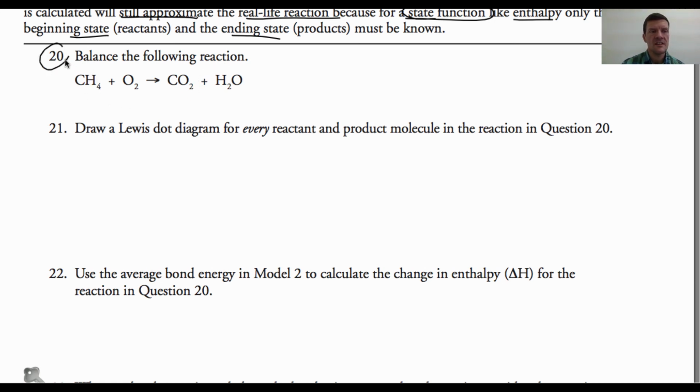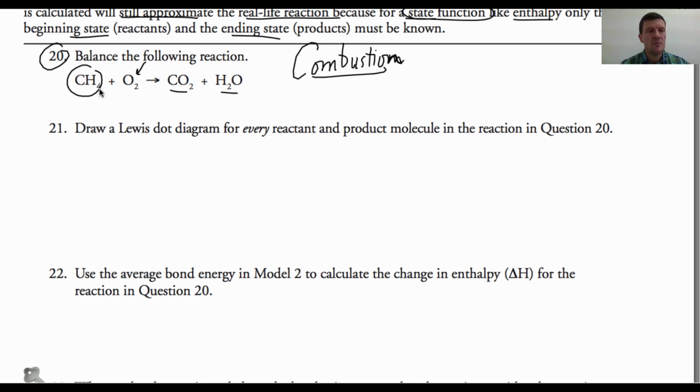Let's walk through this together. We have CH4, O2, producing carbon dioxide and water. Do you recognize this as a combustion reaction? You've got a hydrocarbon. Here's your hydrocarbon burning in the presence of oxygen, producing carbon dioxide and water. Always carbon dioxide and water. Okay? And we have to make sure we have the same number on both sides.